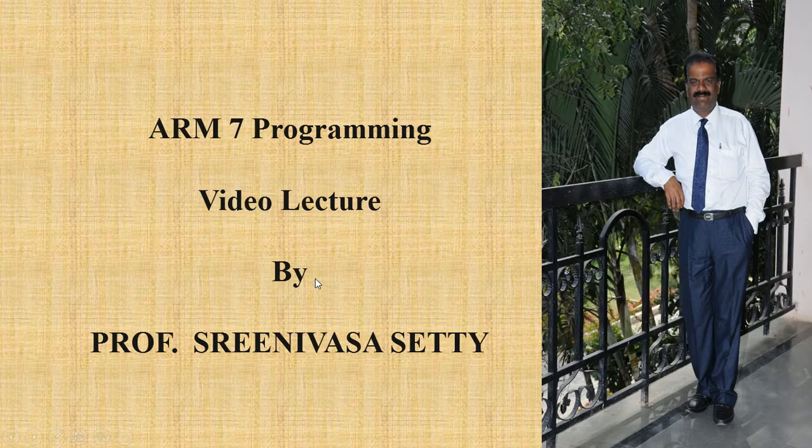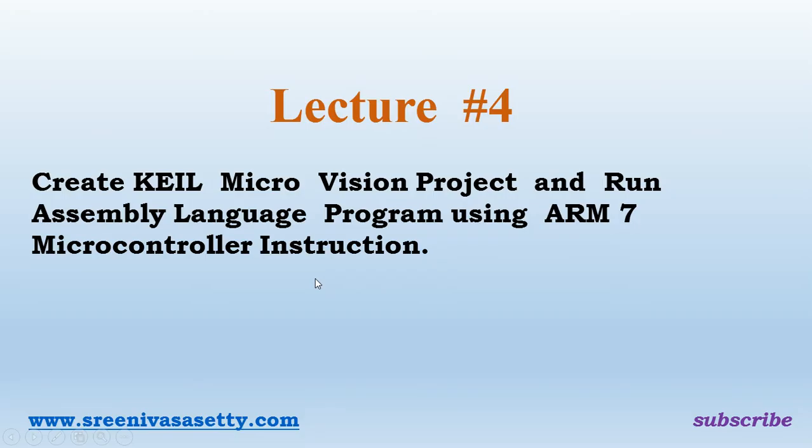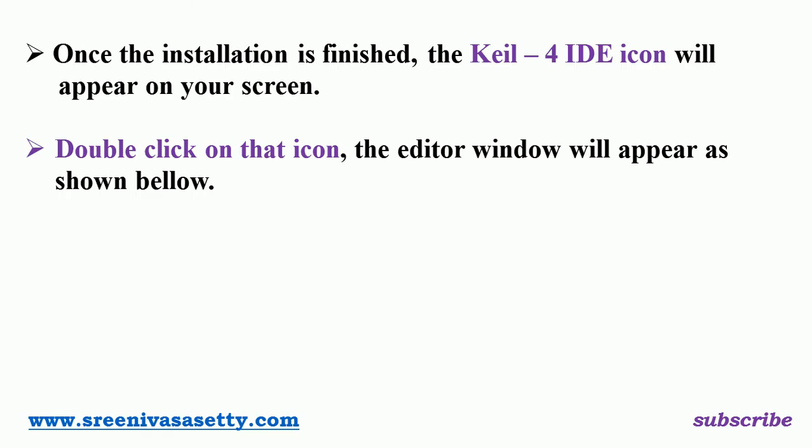Welcome to the video lecture on ARM7 programming. In this lecture, I am going to explain how to create a Keil MicroVision project and run an assembly language program using ARM7 microcontroller instructions. The prerequisite is that we first have to install the Keil MicroVision software. Once the installation is finished, we get the Keil 4 IDE icon on the desktop.